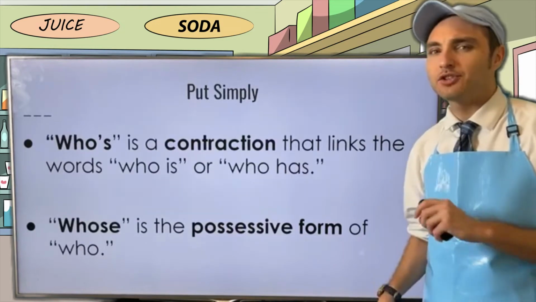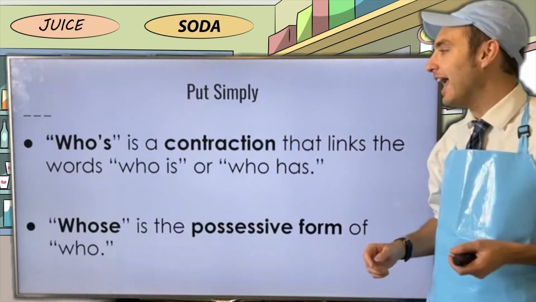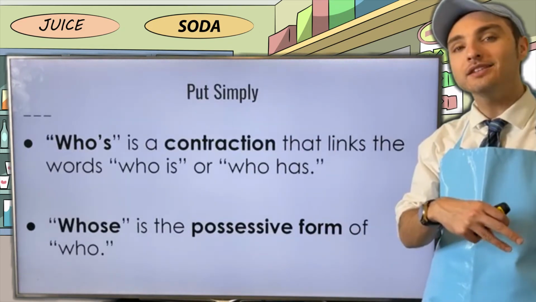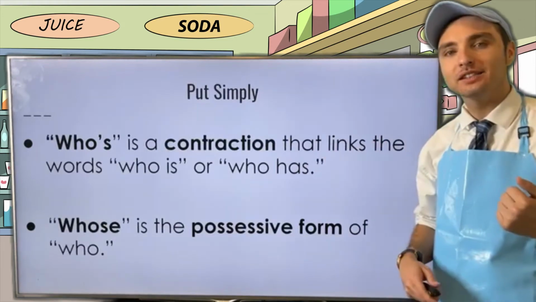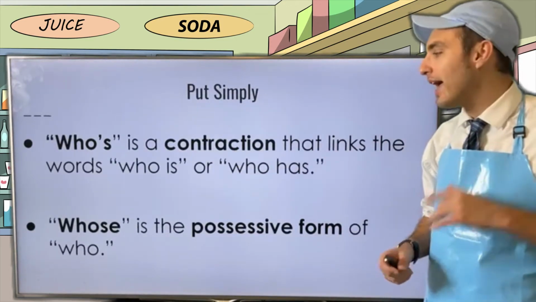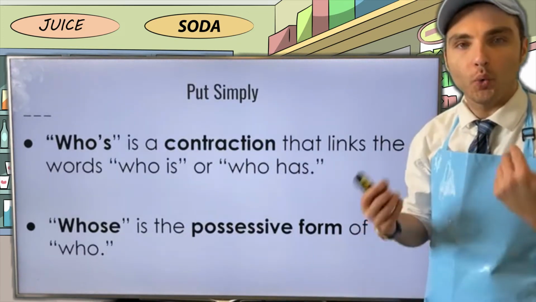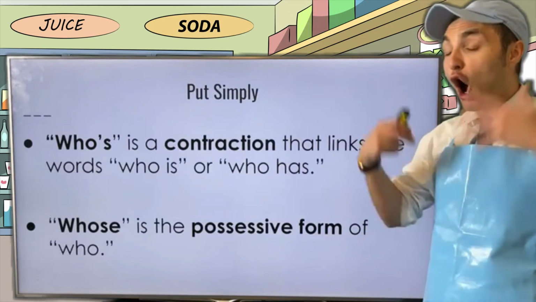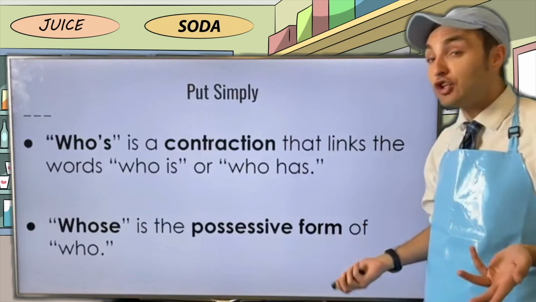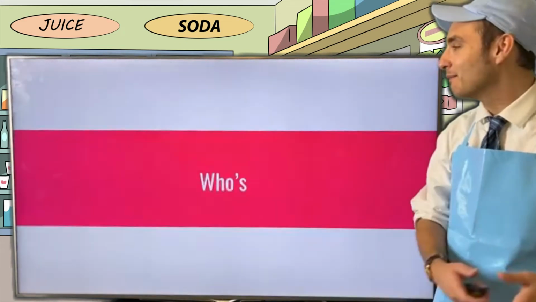Put simply, as you'll see, who's, W-H-O apostrophe S, is a contraction that links the words who is or who has. Whereas whose, W-H-O-S-E, is the possessive form of who. Who? Whoville! We're living in Whoville with all these whos? Okay, let's go a little deeper.